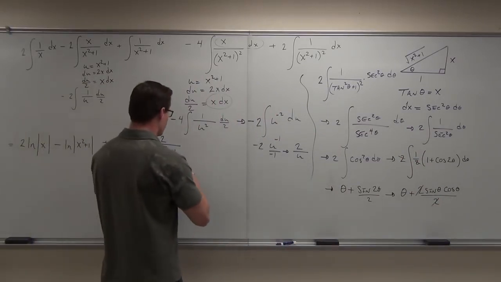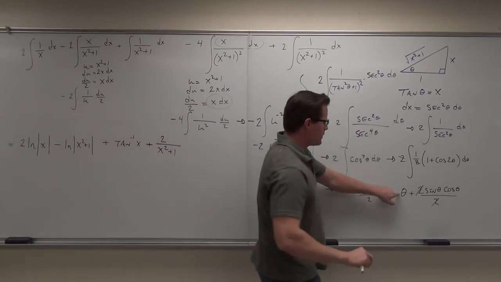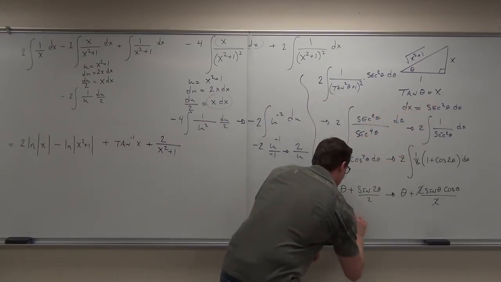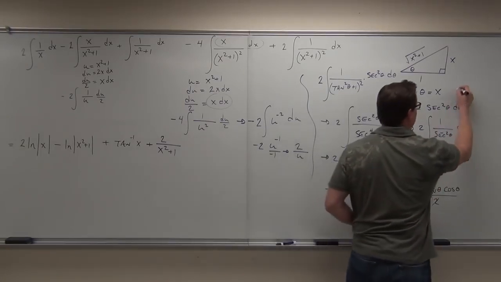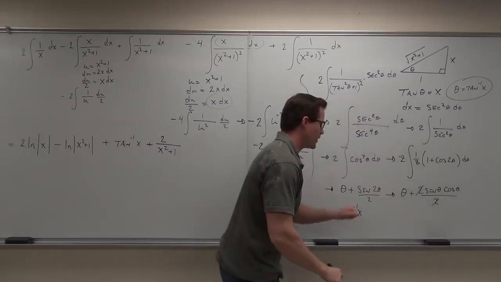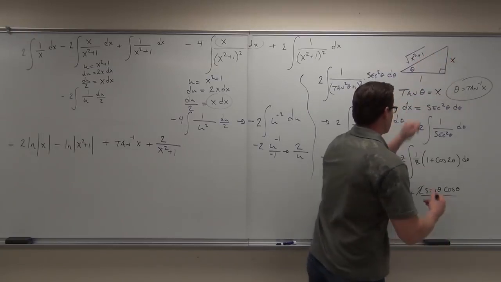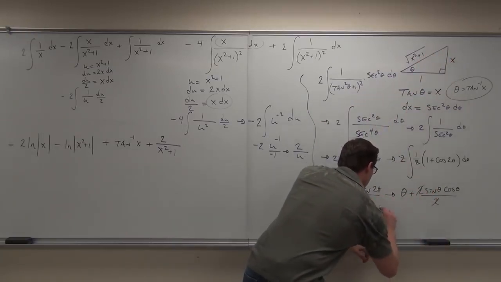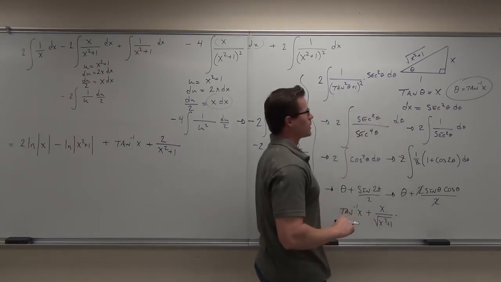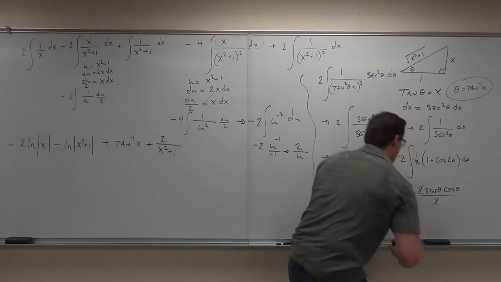Now we need to change everything back again. So I'm going to do that over here. If tan theta equals x, then theta equals tan inverse x. Got that one. Can you do sine? Yeah. Sine is opposite, so it would be x over the square root of x squared plus 1, times, oh, cosine, look at cosine. Cosine is 1 over square root of x squared plus 1.